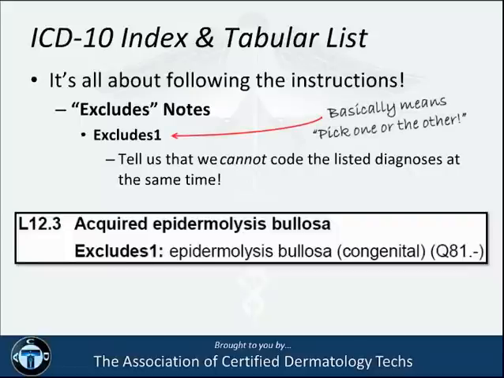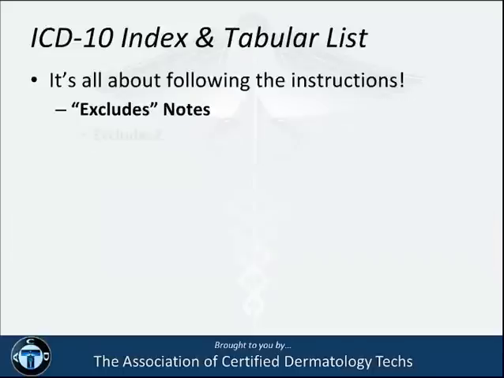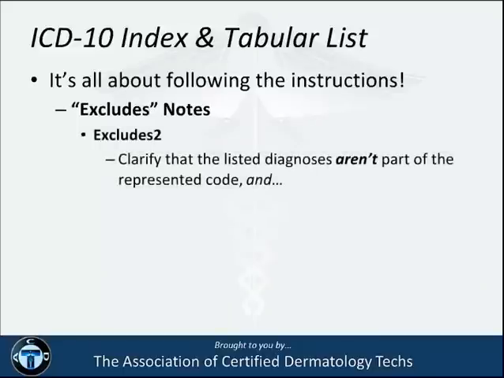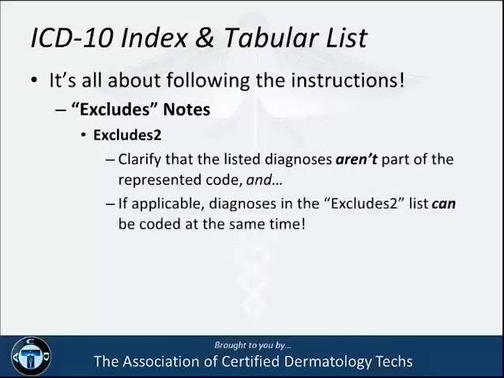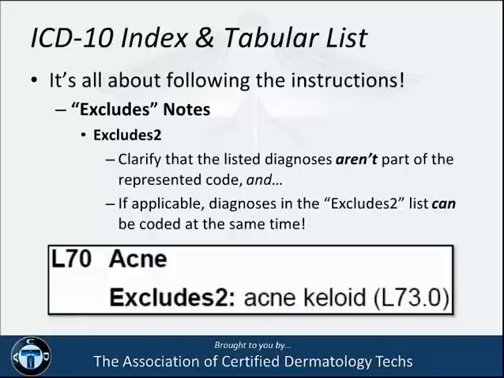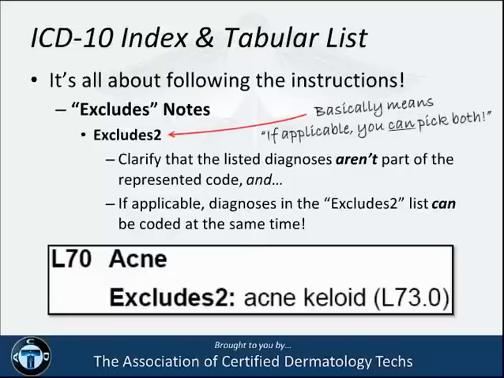In this scenario, it makes sense, but just know that there may be times when the logic isn't so clear as to why certain diagnoses are on a particular Excludes 1 list. On the other hand, the so-called Excludes 2 notes are there to clarify that the listed diagnoses aren't part of the represented code, and if applicable, can be made at the same time. For example, for various acne diagnoses listed under the category L70, this Excludes 2 note is here to remind us that the diagnosis of an acne keloid is not included in any of the L70 categories, and if needed, we can list the code for acne keloid as well. In other words, it essentially says, if applicable, you can pick both.